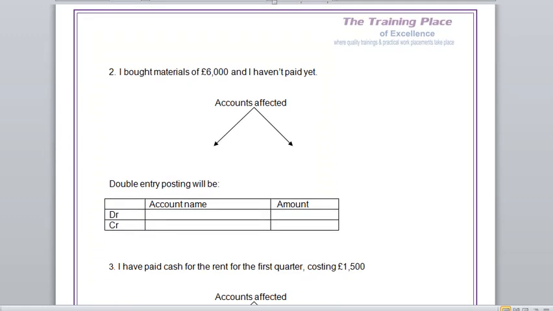I bought materials of £6,000 and I have not yet paid. The principle remains the same for purchases. You're incurring costs. Your expense is increasing. It's under debit. I have not yet paid means you're owing people. And if I'm owing people, my creditors will be affected, and that is increasing. That is a liability. So I will debit purchases and I will credit my creditors with how much I have bought. So your creditors is increasing, and that is with £6,000.